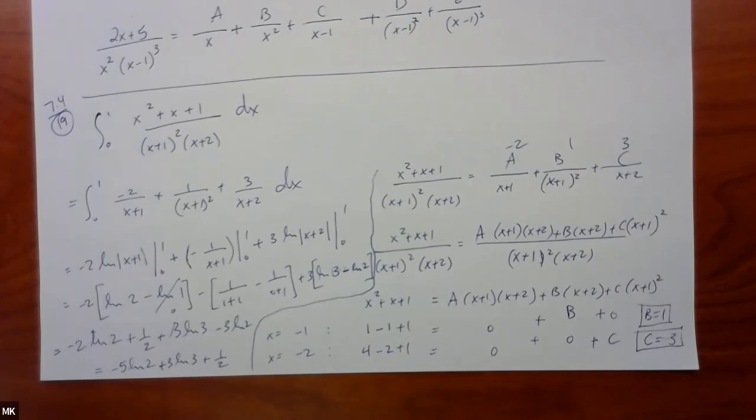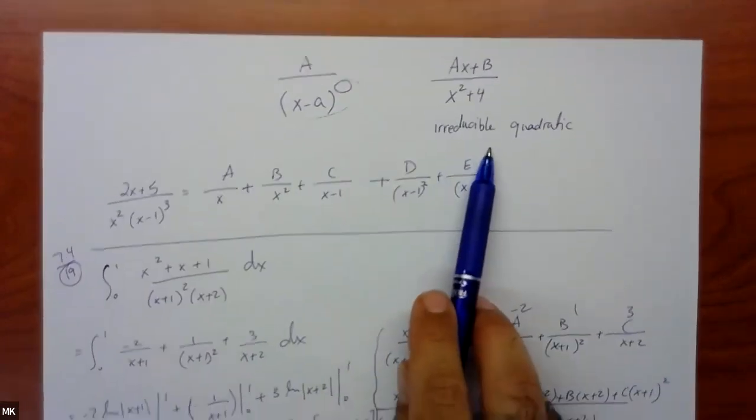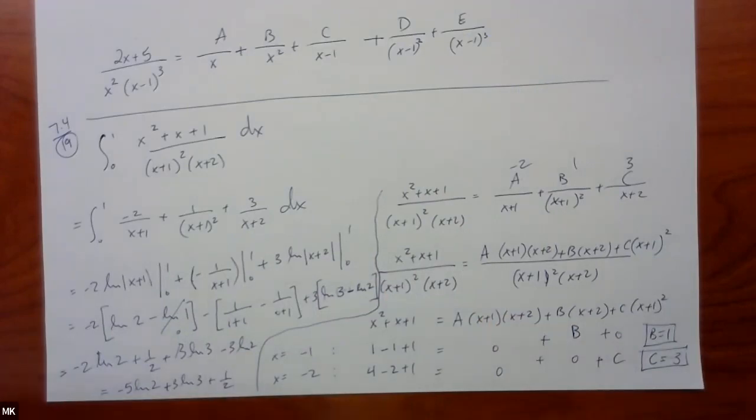Let me do number 23. Number 23 is good. That one is actually the quadratic, the irreducible quadratic I was talking about. So let's do 23. Okay.